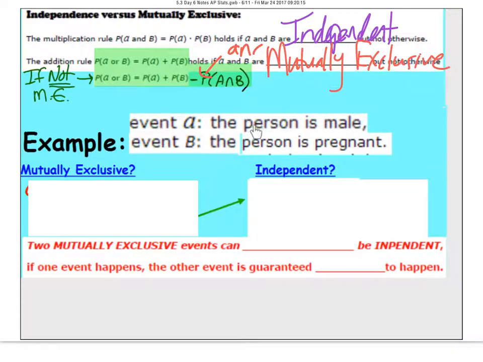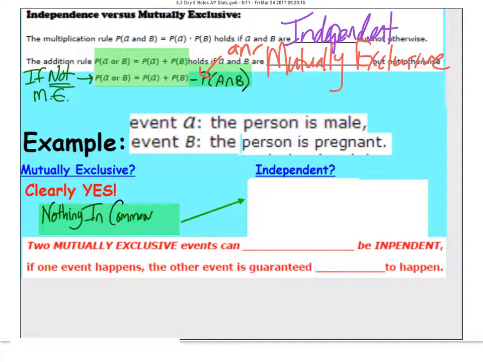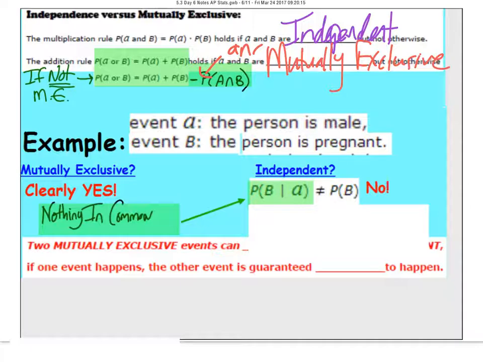Okay, now I'm going to show you this example here. If we have event A, that the person is male, and event B, the person is pregnant. Are these mutually exclusive? Are they independent events? Mutually exclusive means you have nothing in common. Clearly, yes, these have nothing in common, so yes, they're mutually exclusive. Now, are they independent? Will one not impact the other? So let me show you. The independence test, remember we did before, said find the probability in this case of B given A and see if it doesn't equal the probability of B. If they don't equal, we'd say no, they're not independent. There is some dependency.